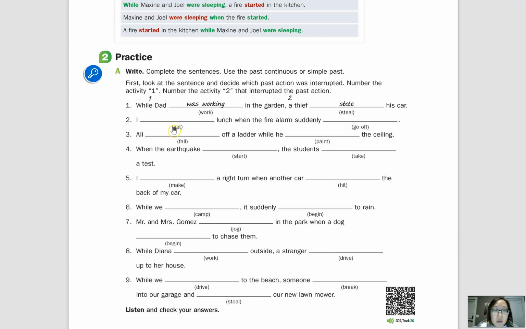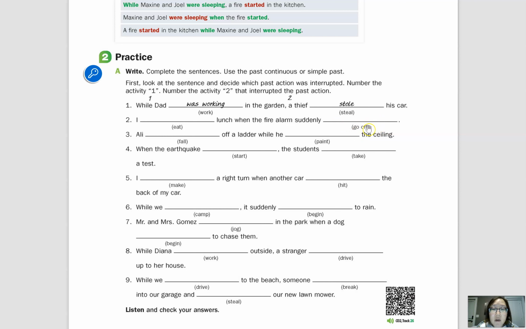Okay, so you can see the verb is eat, and then this one is go off. If you look at these two verbs, one can be a continuous activity, and then one is a sudden activity, an interruption. So if you look here, it says the fire alarm suddenly. This is a big hint, suddenly. That means that it's the activity that interrupted the ongoing activity. So we can use this go off as past tense. So past tense is went off.